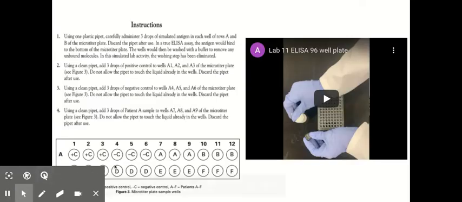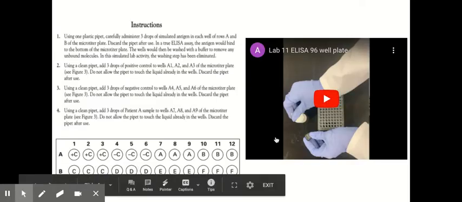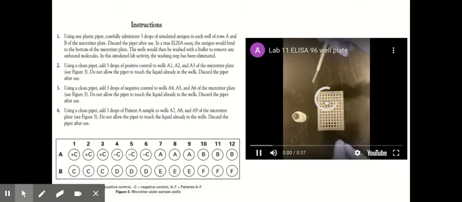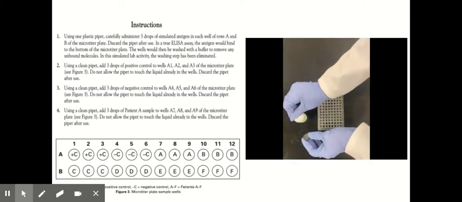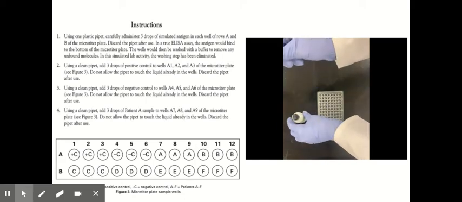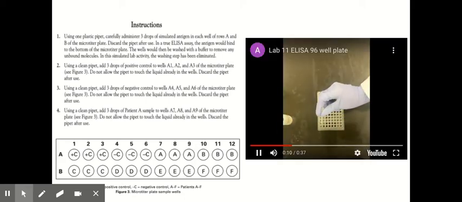Okay, now moving on to the instructions. So using one plastic pipette, carefully administer 3 drops of simulated antigen in each well of rows A and B of the microtiter plate. So you're going to be putting the antigen in both of those top rows, in every single well of rows A and B. And then you would discard the pipette after use.